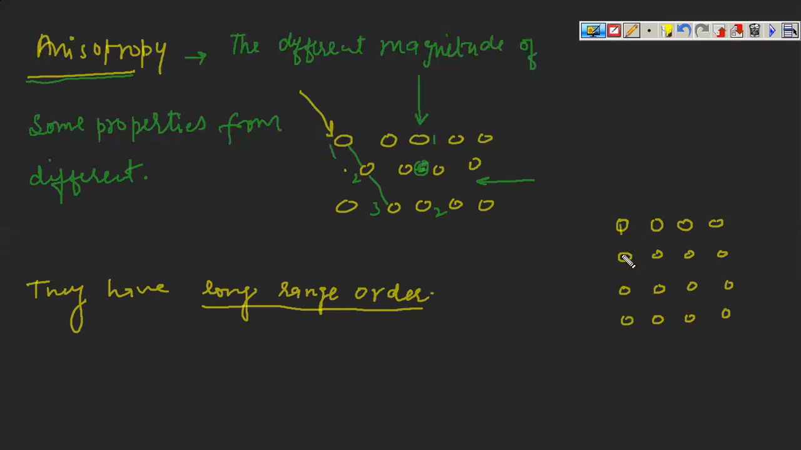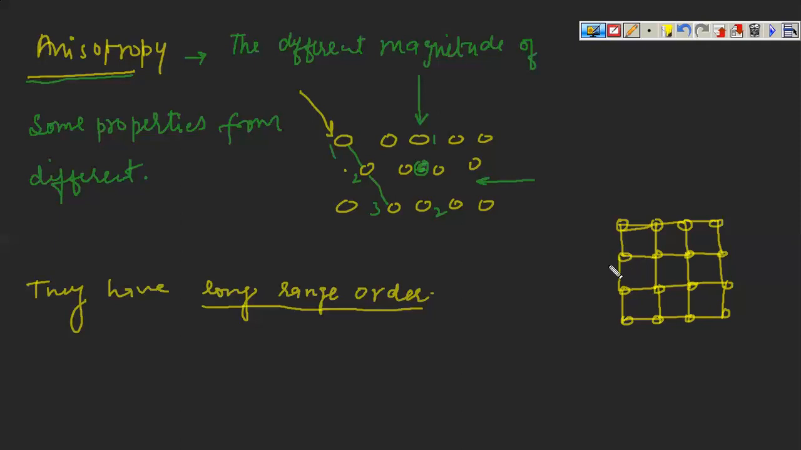This is a small region of the particles. Whatever this arrangement is, you will find the same arrangement throughout the solid. This is long range order. Long range order means the arrangement of particles which exists in a smaller region is repeated throughout the solid.